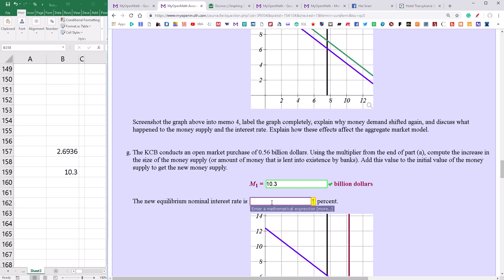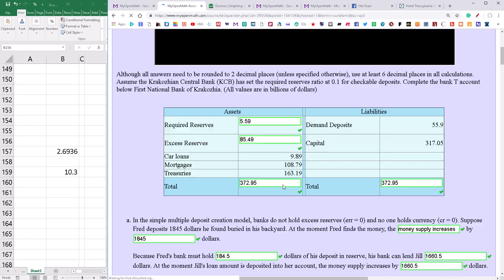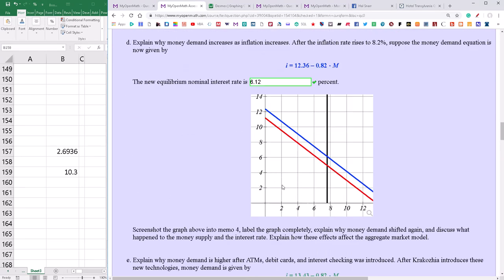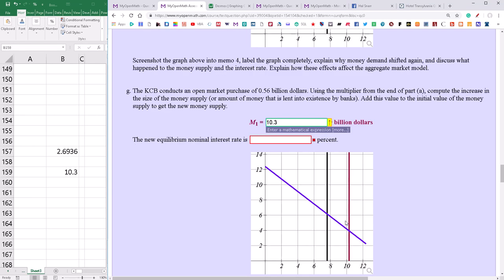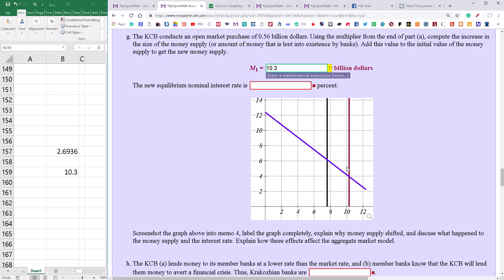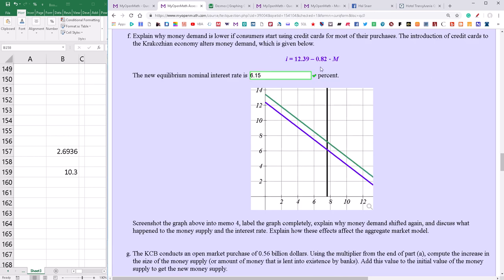This right here is supposed to be the interest rate. So let's redo this. Hit enter again. Okay, so 10.3. Now we're out here at 10.3, right? So what we have to do now is take this 10.3 and plug it into what? This value here is 10.3. We've got to plug it into the purple equation for the purple demand curve, and we should get something just below 4. So the purple equation should be over here still.